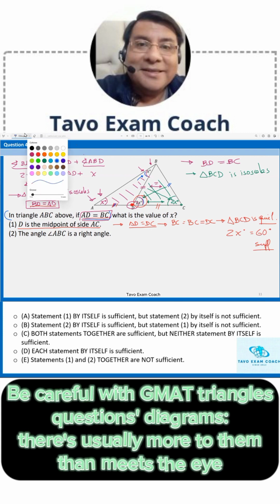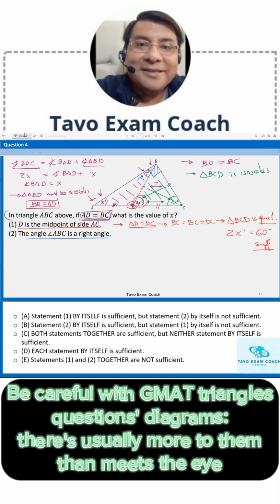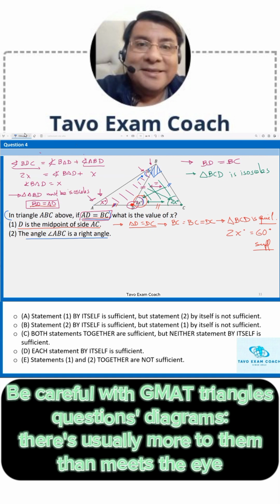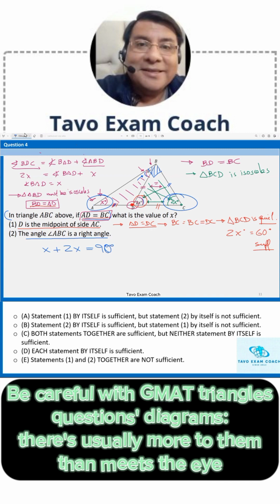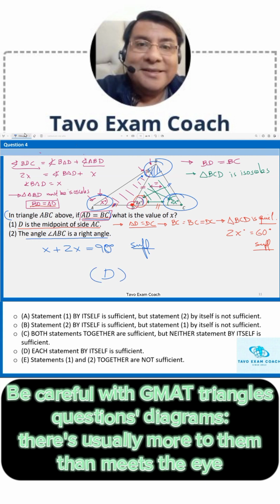What about statement 2? Statement 2 says that the angle ABC is a right angle. What is angle ABC? Start from A, go to B, and then C. This angle here is a right angle. But if that is a right angle, then we know that this angle here and this angle here have a sum of 90 degrees, because together with this angle, they should add up to 180 degrees, right? So from this, you can also gather what is the value of x. The two statements are sufficient on their own.